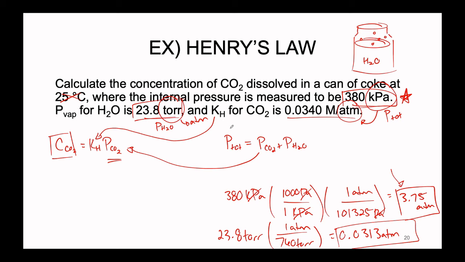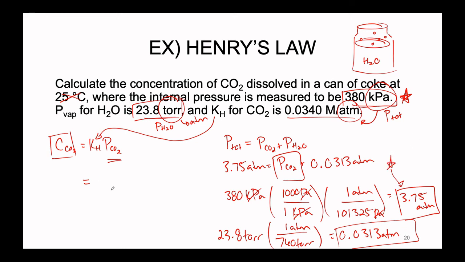So these values we're going to insert into our total pressure equation. Our total pressure is 3.75 atmospheres. Partial pressure of carbon dioxide is what we are solving for, and the partial pressure of water is 0.0313 atmospheres. So here we are solving for the other partial pressure, right? The partial pressure of our CO2. We rearrange and find that the partial pressure of our CO2 is equal to 3.72 atmospheres. So it's only slightly less than that of the total pressure. So let's insert that value in for our equation here.